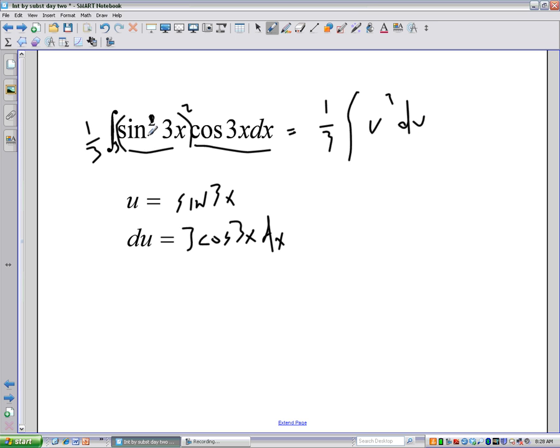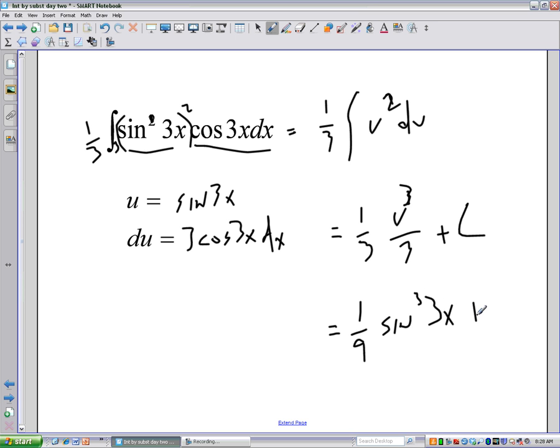Okay? Sine 3x is u squared. All this 3 cosine 3x dx, that's du. That's what all that stuff is. And so again, this is a nice one to integrate because we know how to integrate something squared. It becomes something cubed over 3. Plus c, so this is going to become 1/9 of sine cubed 3x plus c, and all is right with the world.